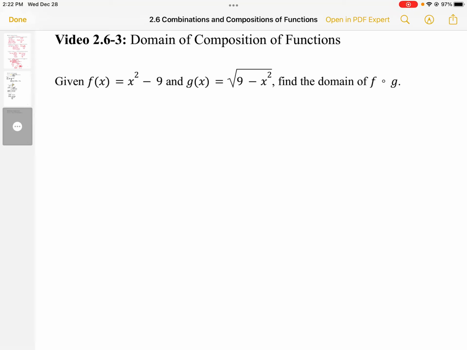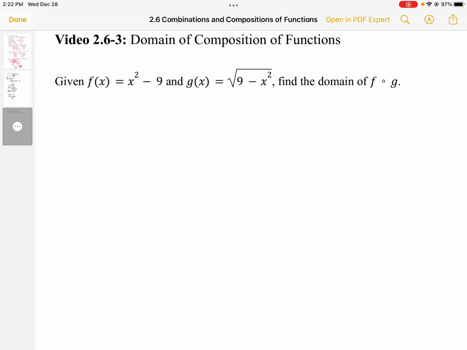Now in this video, I'm going to describe how to find the domain of a composition of functions and why we find the domain the way that we do. So in brief, the domain of a composition of functions is the domain of the first, innermost function is the domain of the overall composition of functions.